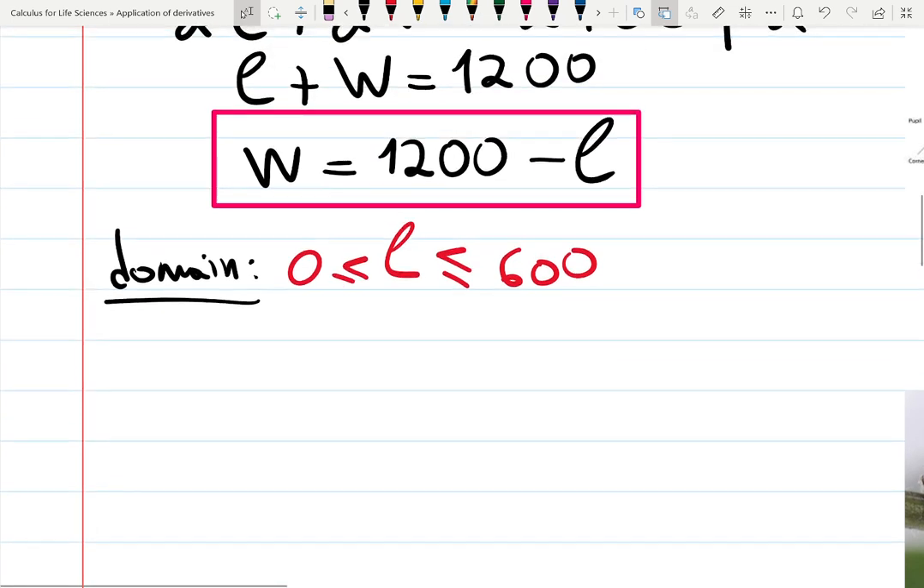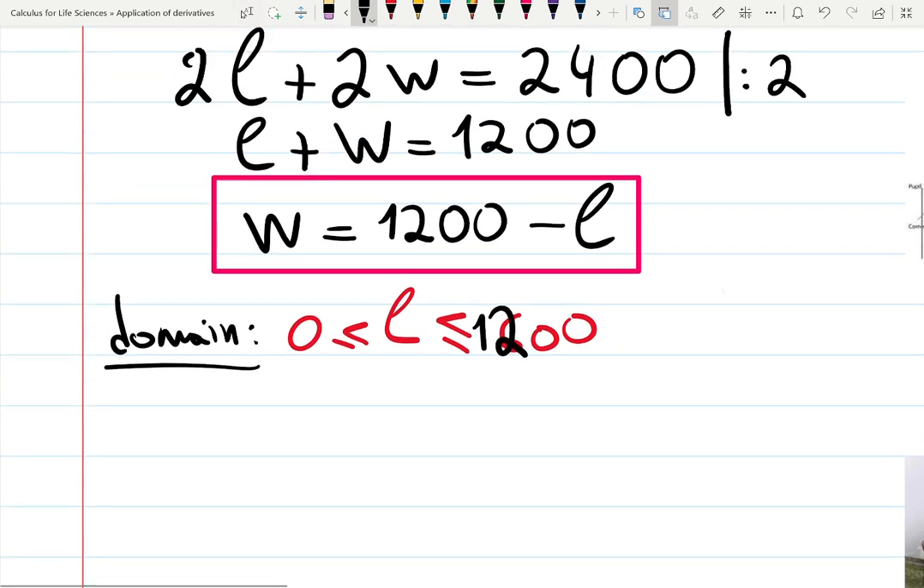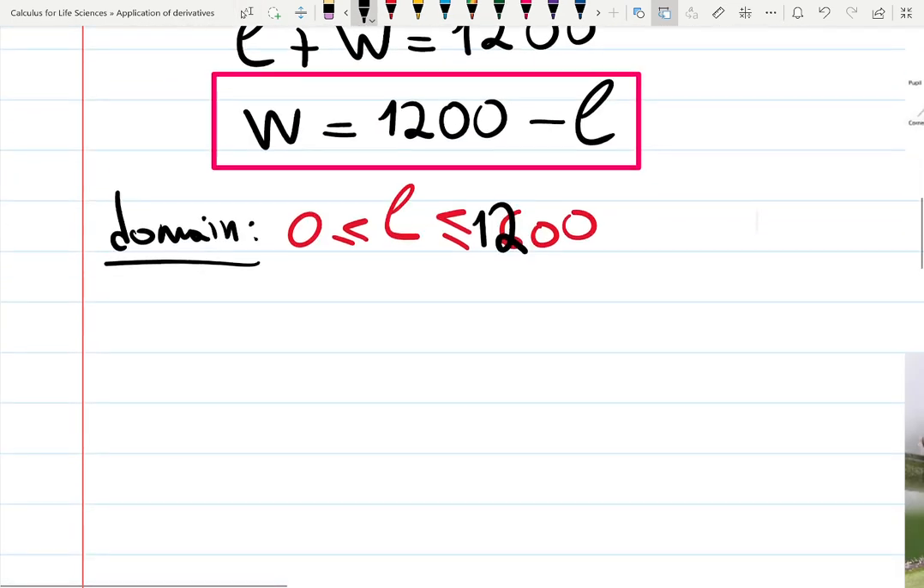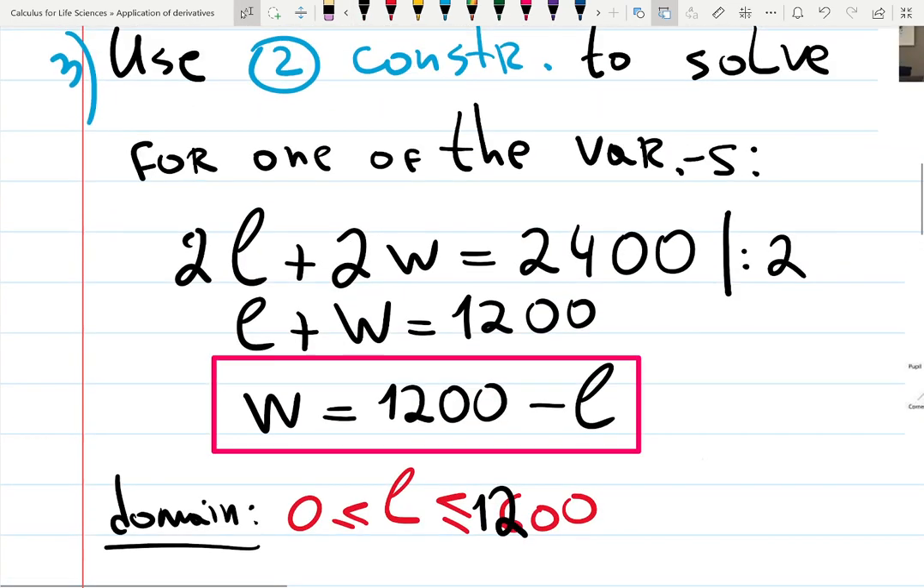I don't understand. Let's see. I see your point. Yeah, let's fix it to 1200. I will tell you later where the 600 is coming from. I duplicated the math. Yeah, I'm overcomplicating it. So, good point. Finally, let's take the derivative.